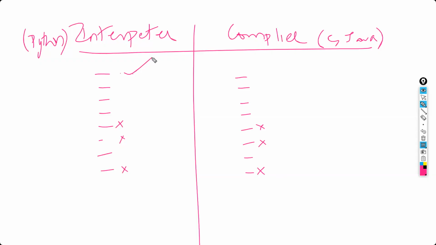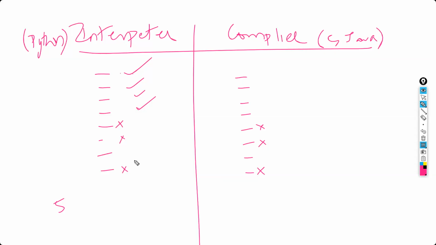First line, execute. Second line, execute. Third line, execute. Fourth line, execute. So 4 lines will be executed. Now it will stop here at the 5th line, and it will throw the error that line 5 is having the problem. Only one error it will show. At a time, only one error. And once you rectify this line 5 error, then line 5 will be executed and the line 6 error will be displayed.